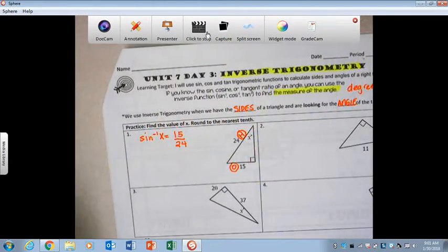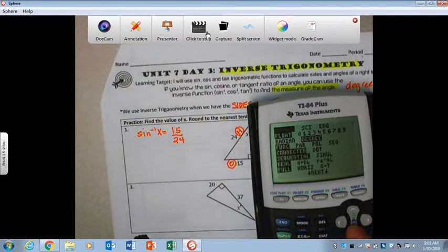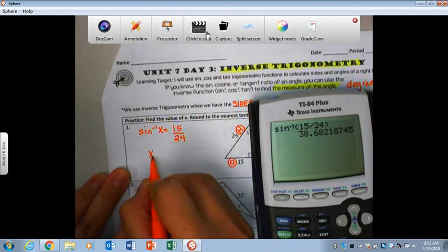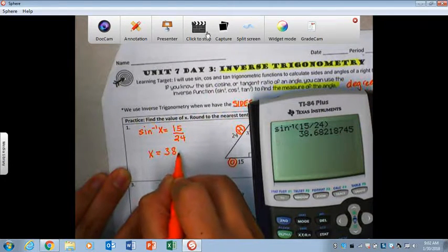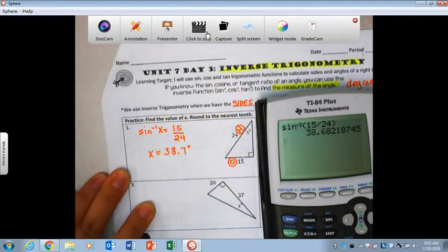Alright, so you would write that out, and what you would do is look into your calculator, make sure that it's in degree mode, which it is, okay? Alright, so what you would do is press second, sine, inverse sine, 15 over 24, and then close that with parentheses and press enter. So that angle is going to be x equals 38.7 degrees.